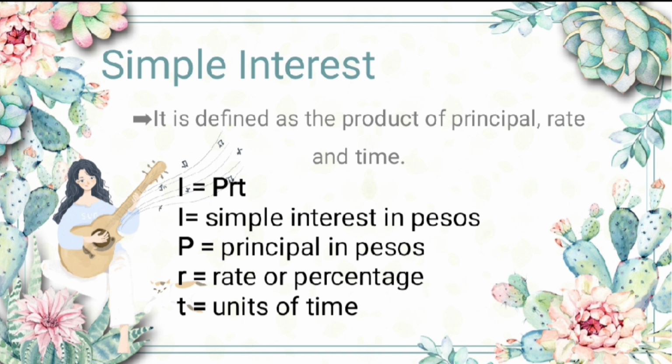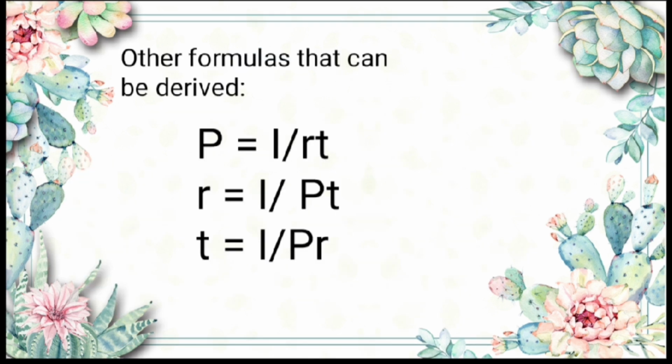But in simple interest, there are other formulas that can be derived. These are P = I/RT, and R = I/PT. And lastly, if you're going to solve the value of T, or unit of time, the formula is T = I/PR.